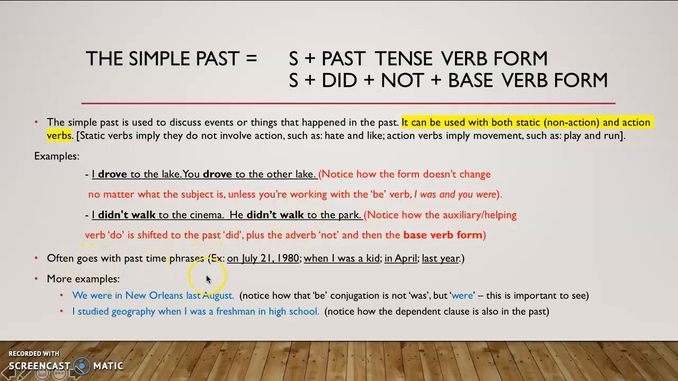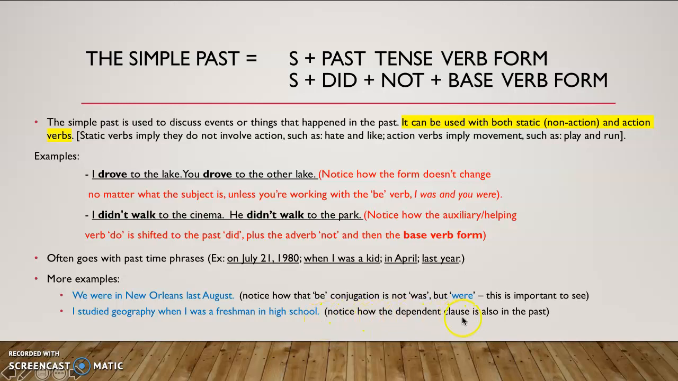It often goes with past time phrases, like on July 21st, 1980, or when I was a kid, or in April, or last year. More examples. We were in New Orleans last August. Notice how that be conjugation is not was, but were. This is important to see. Or, I studied geography when I was a freshman in high school.